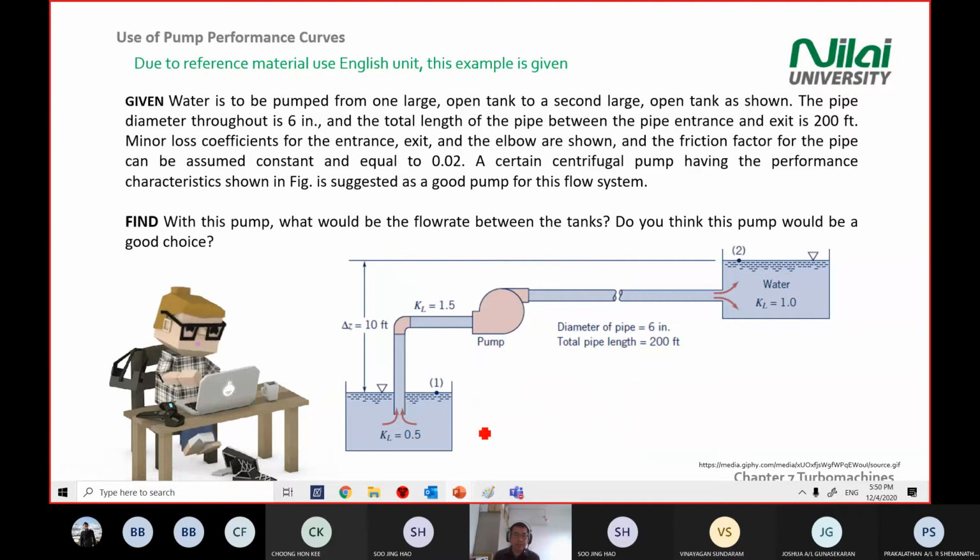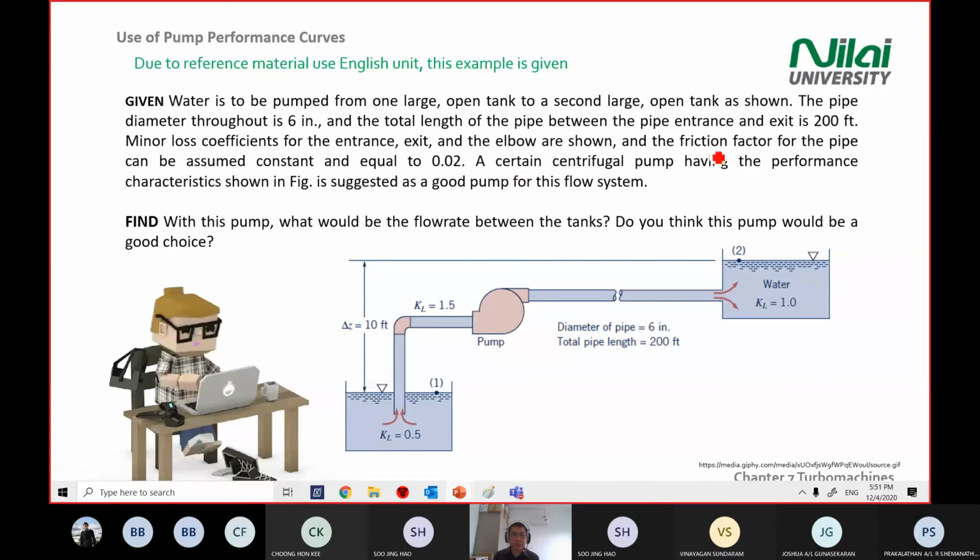Okay, so let's say we have a system. We want to pump water from one point to another point. All the KL values are given. The total length is given, 200 feet. The diameter is given, using a pump. The elevation is 10 feet. So the statement goes like this: water was pumped from one to another in an open tank. The pipe diameter, total length, and minor loss coefficient are given, and it is 0.02.